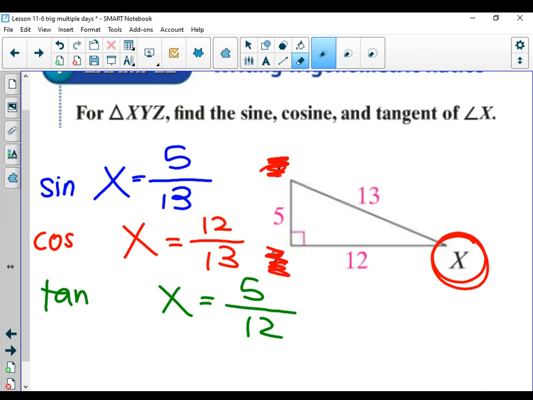I know, isn't that nice? But sine is so simple. It's only 4 letters. I know.